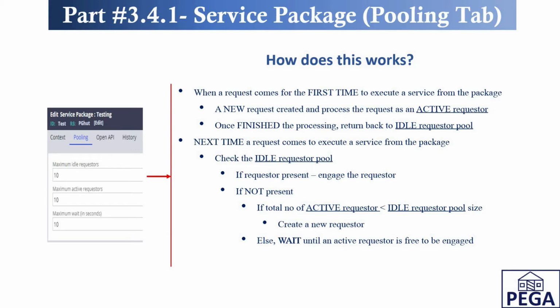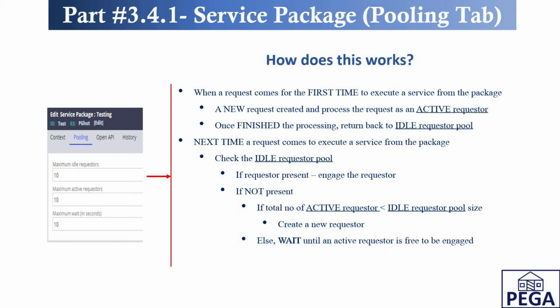Pega assigns those 2 requesters because they are available, processes them as active requesters, and creates another 3 requesters. Now while those 5 requesters are active, let's say Pega receives another request. Obviously, during that time your idle pool is 0, because all requesters are active and working on requests.